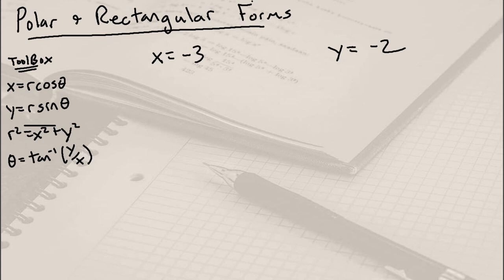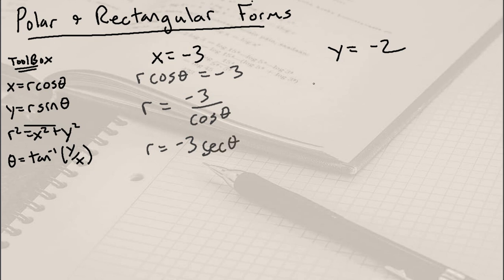These particular examples aren't that bad. I see right here x equals -3, and if I look at my toolbox, x equals r cosine theta. So I'll just replace that x with r cosine theta equals -3. And if possible, I'm going to solve for r. I can divide both sides by cosine, and I'll have -3 over cosine theta. If possible, I'm going to switch any fractions that involve trig into the reciprocals. Cosine is 1 over secant, so I'm going to be able to switch this to secant theta.